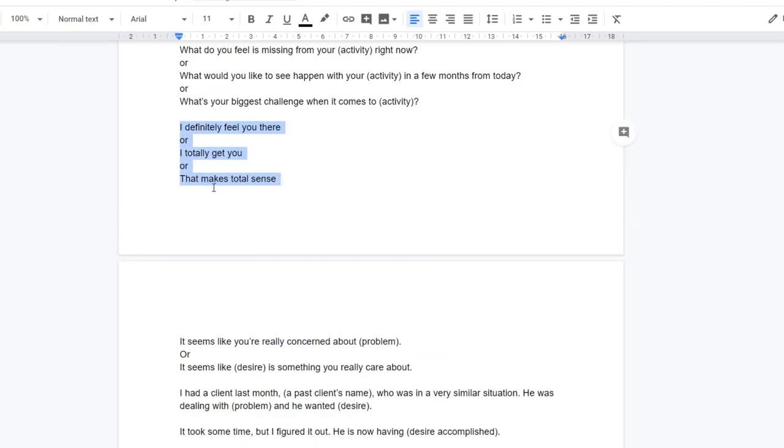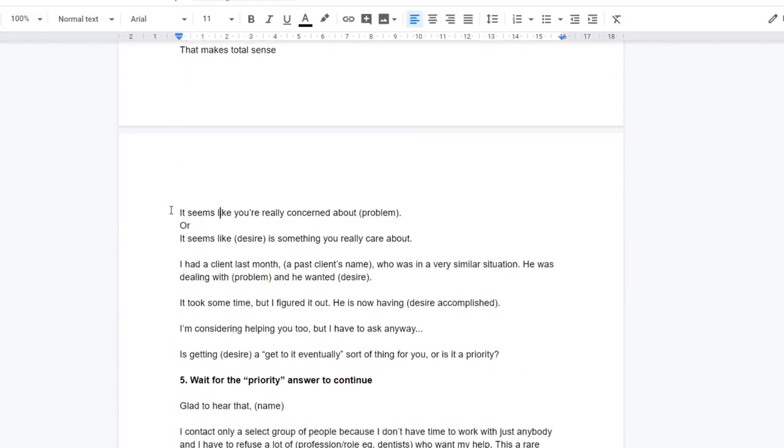And don't forget, these sentences are amazing for building trust, because you actually show that you care. If the person says, I feel so bad, yeah, I definitely feel you there. You show that you try to empathize, and you listen. You are deeply caring about them. And you can also use, it seems like you're really concerned about this problem. It seems like this desire is something you really care about. When you nail this thing down, oh my God, it's so powerful.